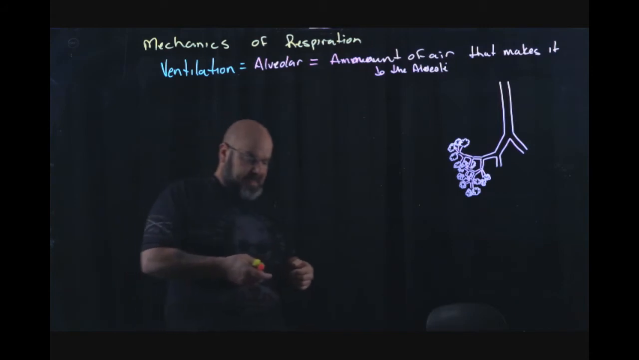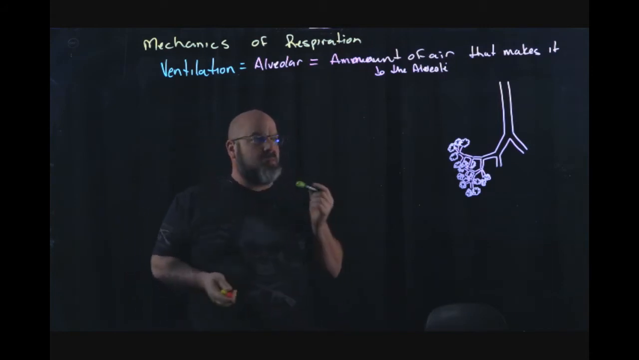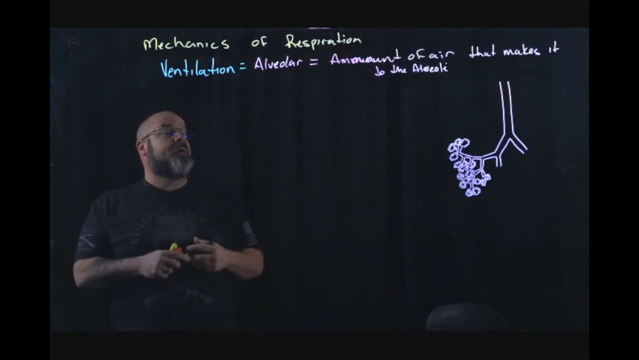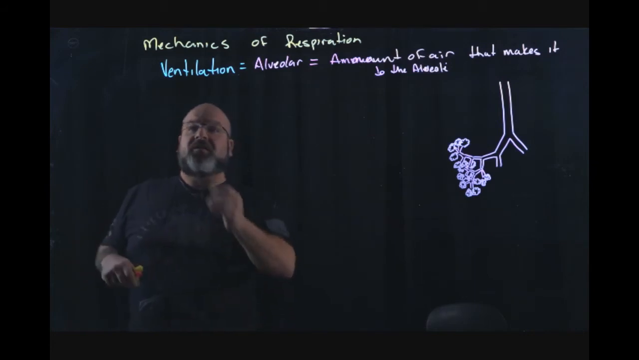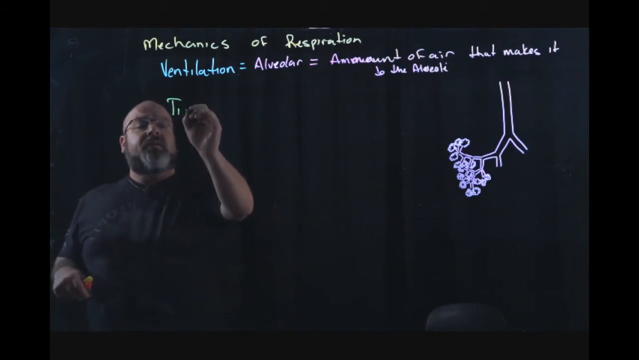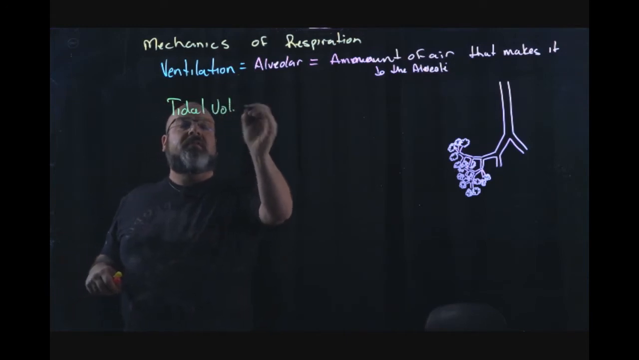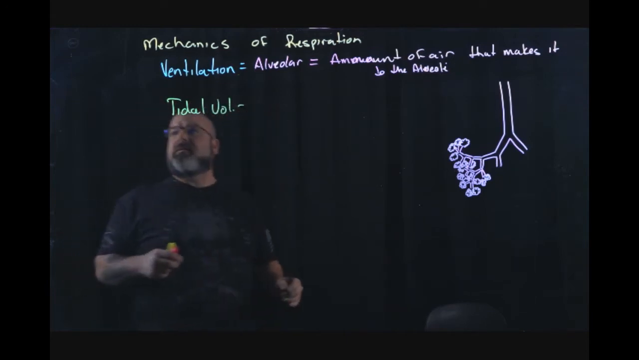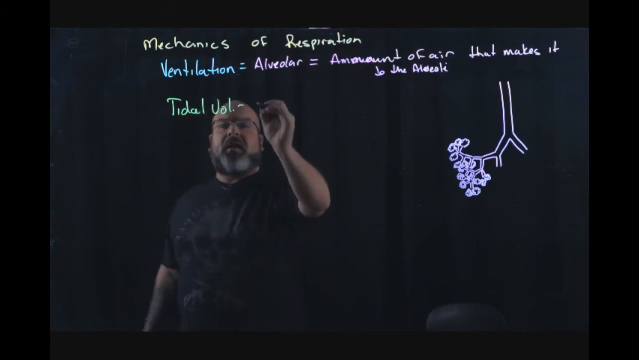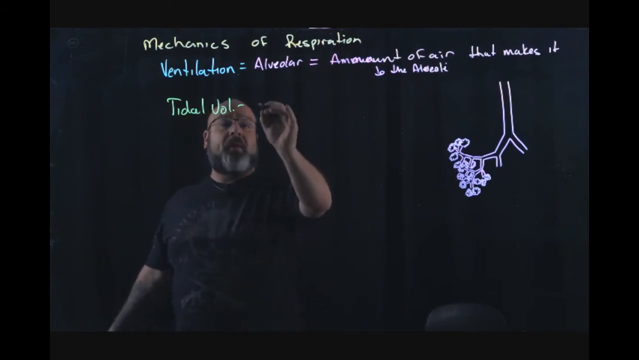So of these things that we need to worry about, or that we need to know, is our definitions of tidal volume. So a tidal volume of the lungs is the amount of air we inhale with each breath, or with one breath.